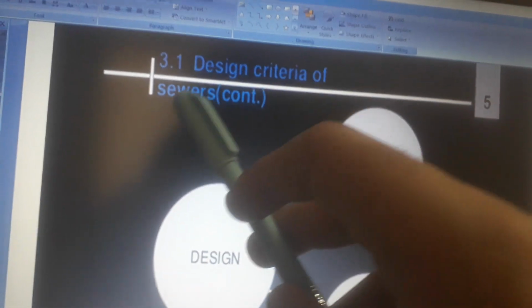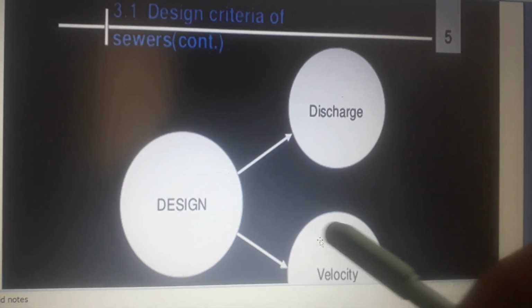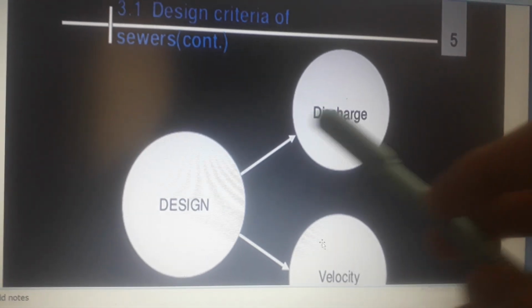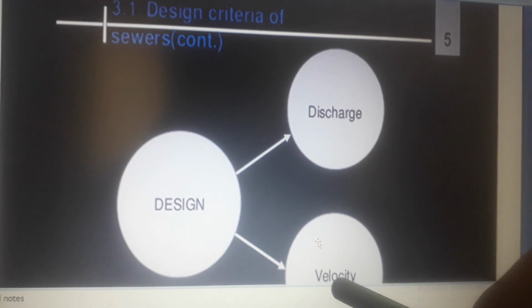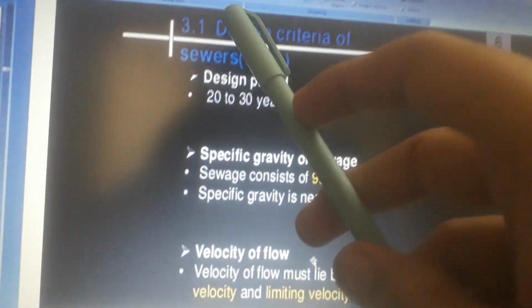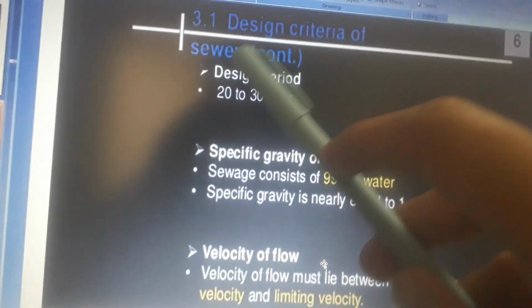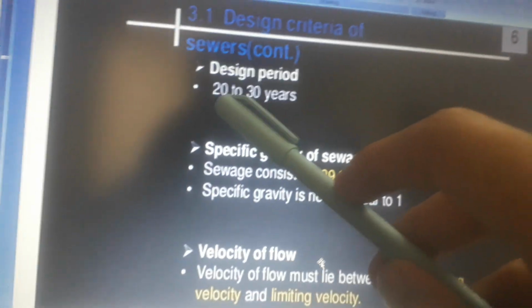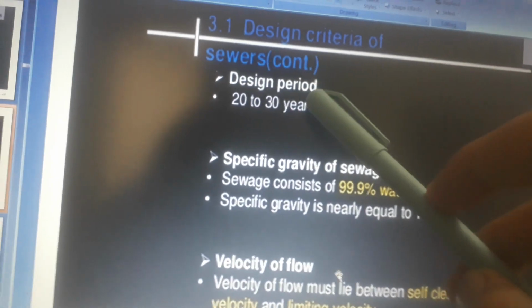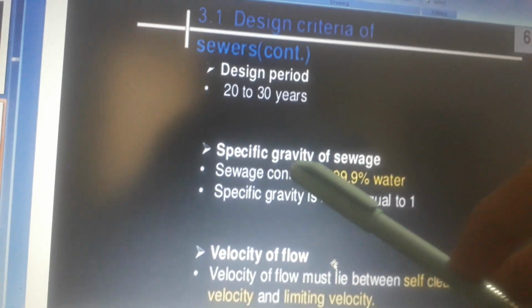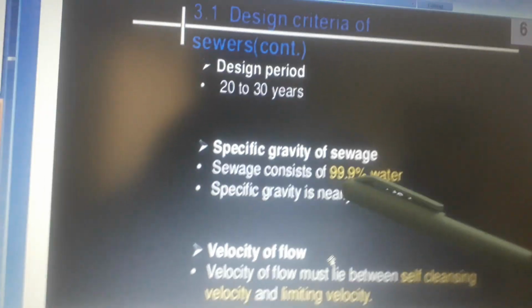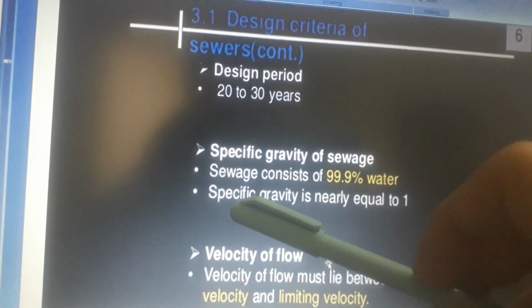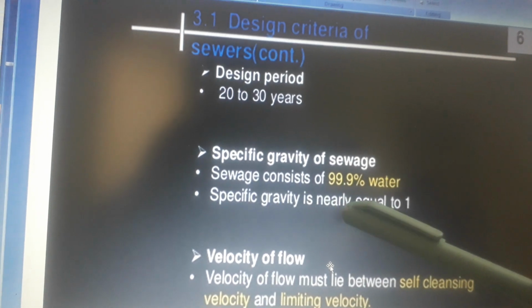Design criteria of sewers continued. Design discharge, design velocity. Design period is 20 to 30 years. Specific gravity of sewage: sewage consists of 99.9% water, so specific gravity is nearly equal to 1.